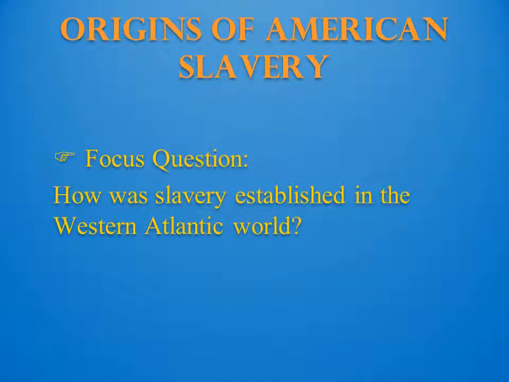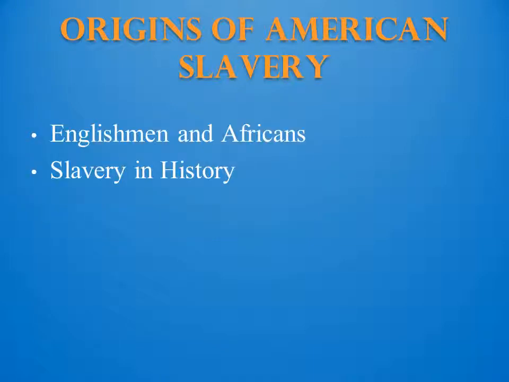In this next section, we're going to focus on how slavery was established in the Western Atlantic world, the origins of American slavery. Now, while the English, like other European colonists in the Americas, didn't intend to rely on African slaves as a labor force, the growing demand for labor for tobacco in the Chesapeake region led planters there to turn to the transatlantic slave trade.